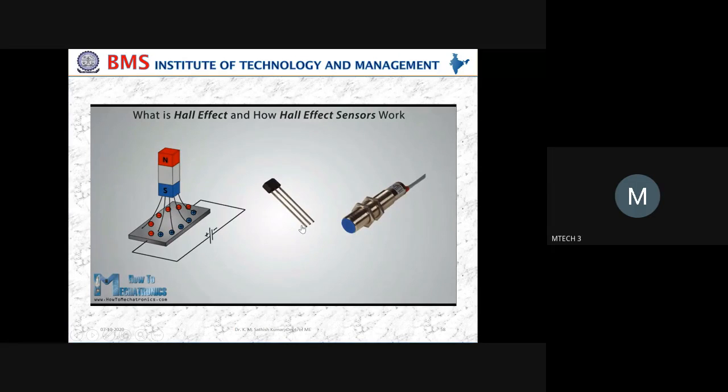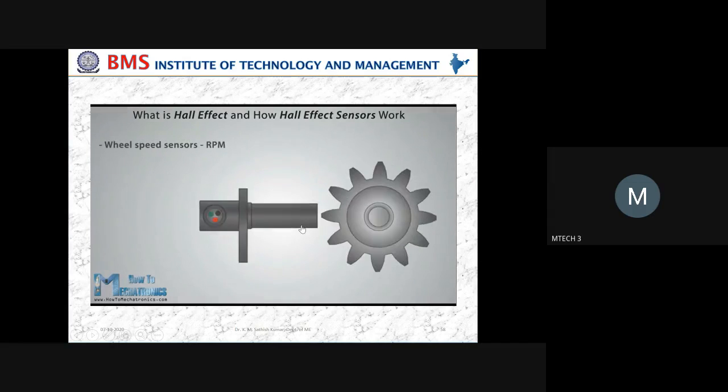The Hall effect is the most common method of measuring magnetic field, and Hall effect sensors are very popular and have many contemporary applications. For example, they can be found in vehicles as wheel speed sensors, as well as crankshaft or camshaft position sensors.